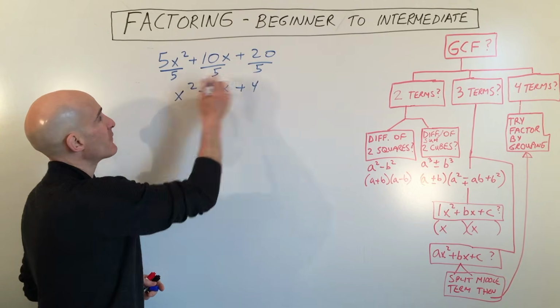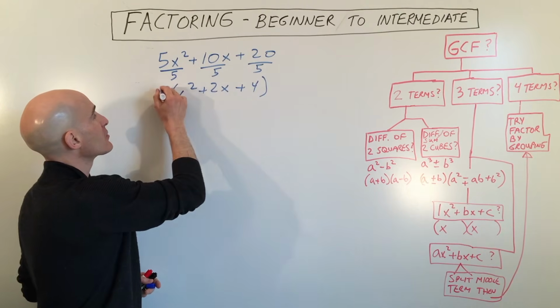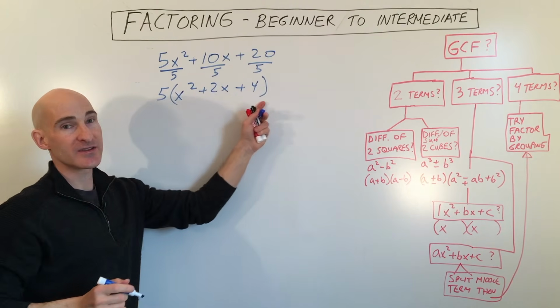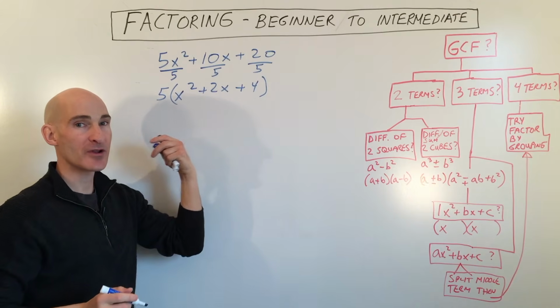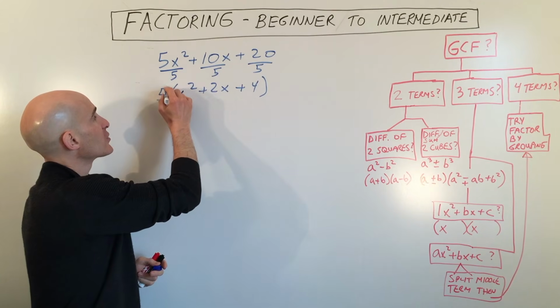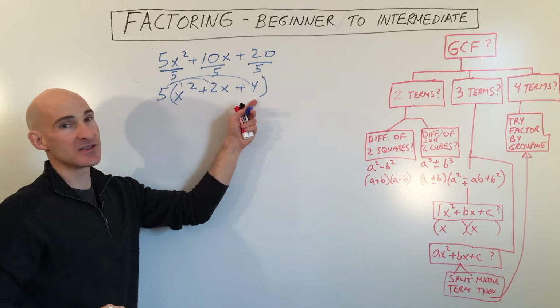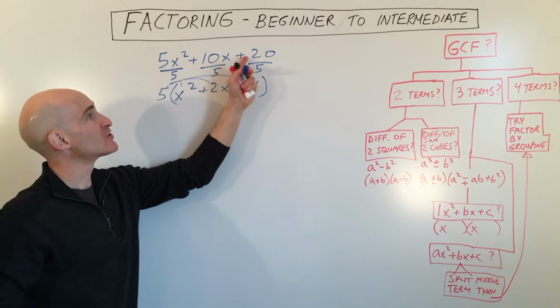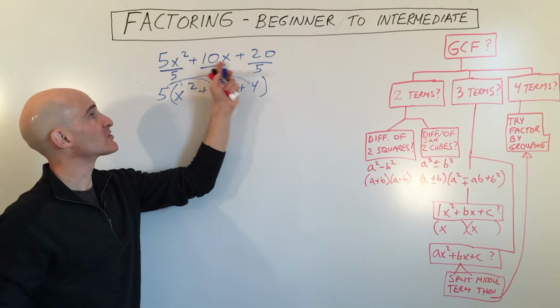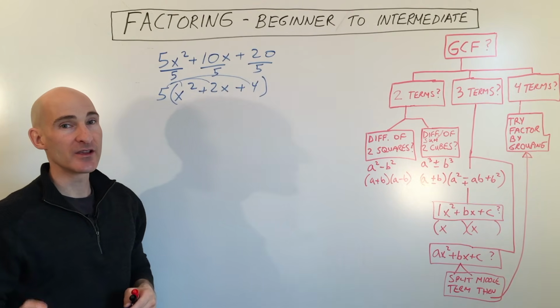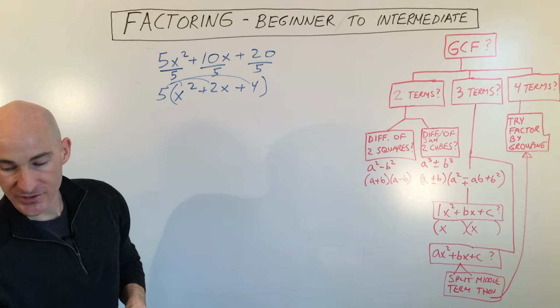But what happens to that 5 is that it's going to be here in front of the parentheses. So it's like doing the distributive property backwards. If you want to check your work, all you have to do is distribute the 5 back into the parentheses, and you're going to get back the original polynomial that we started with, 5x squared plus 10x plus 20. Okay, let's look at another example. Let's do the next one here.